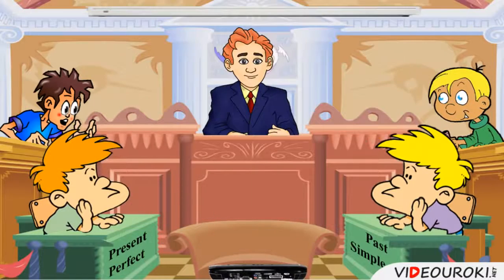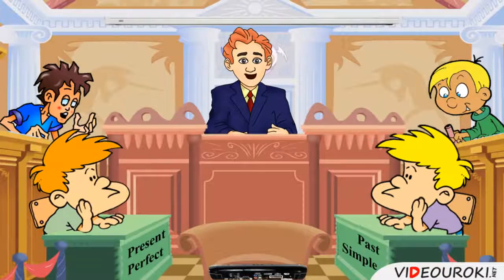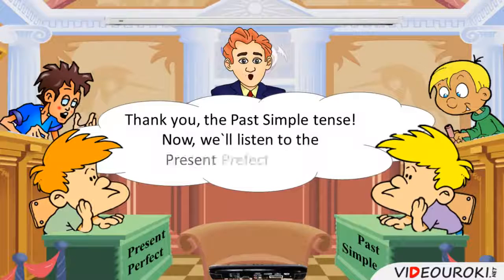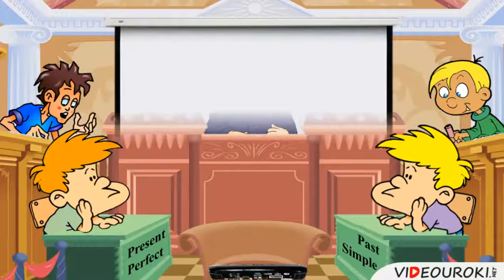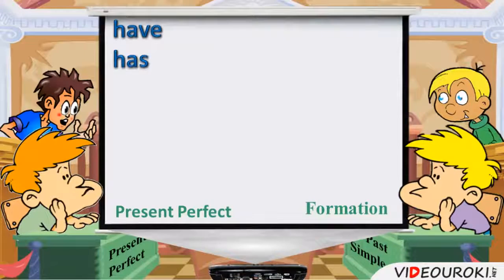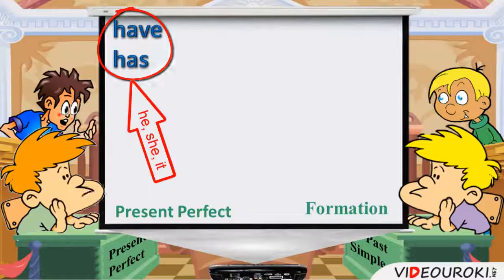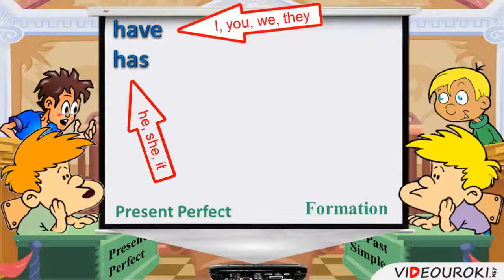Thank you, the past simple tense. Now, we'll listen to the present perfect tense. What can you say in your protection? To build my tense, you have to use the auxiliary verb have in the needed form. If the subject is he, she, it, which means third person singular, we use has. In all other cases, we use have, and the main verb in its third form, past participle form.